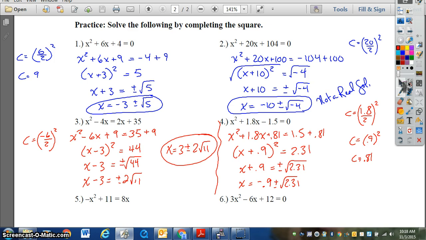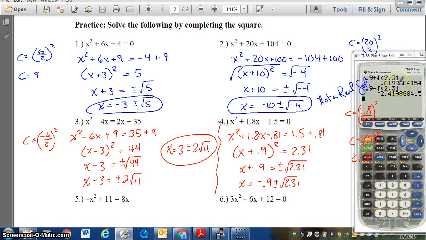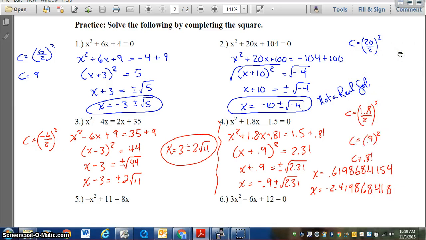Okay, what I'm going to do is type this in the calculator and give you a couple decimal answers if you wanted to write this out. It's already in decimals. So give me a second here. What I'm doing is I type in negative 0.9 plus the square root of 2.31. The positive answer will be 0.61986844154. And the negative answer will be negative 2.419868415. Okay? I'll get this out of your way so you can see it. So there's your positive answer. Here's your negative answer. Okay?